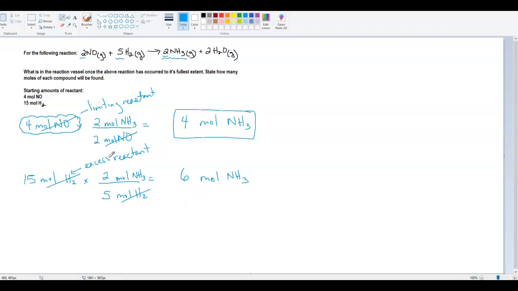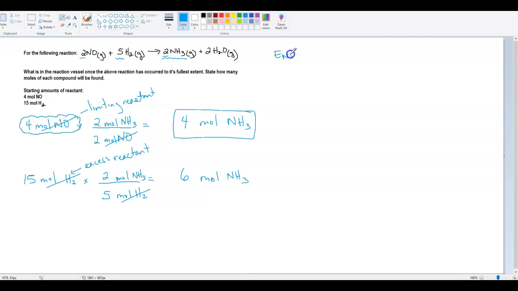So from this, we actually figured out what is in the reaction vessel at the end for our nitrogen oxide. If that's the limiting reactant, then we know that at the end of the reaction, all of this is going to be used up. So what am I going to call this?